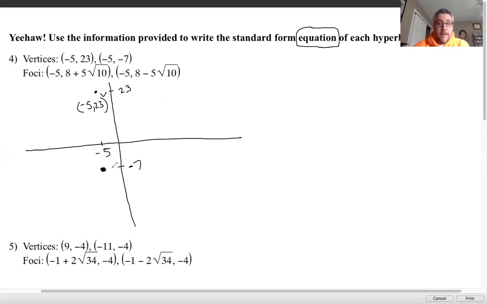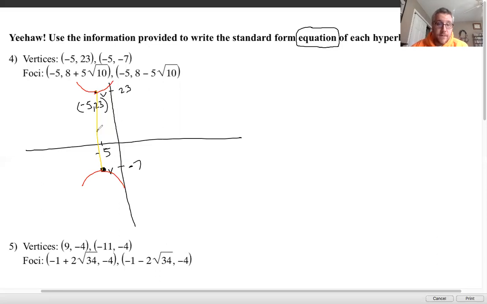Now, the vertices tell you which way the thing is going. If you connect them, that is your transverse axis. So you can already see this is going up and down. So the branches ultimately are going to go like this and like that. So you know this is a vertical hyperbola, so the y fraction is going to have to go first. But before we get into any of that, we need to find the center.